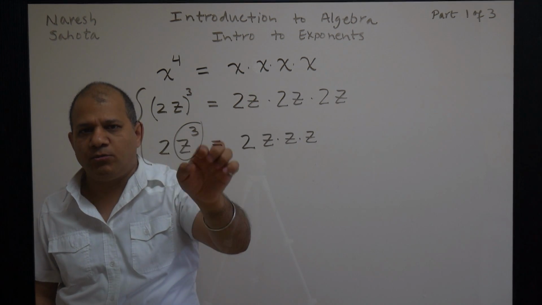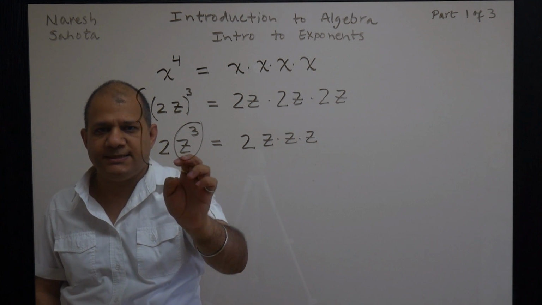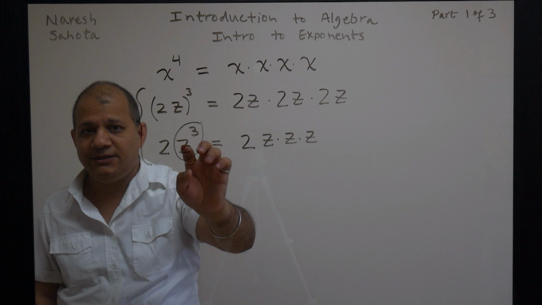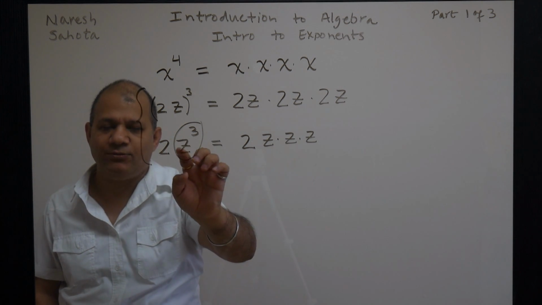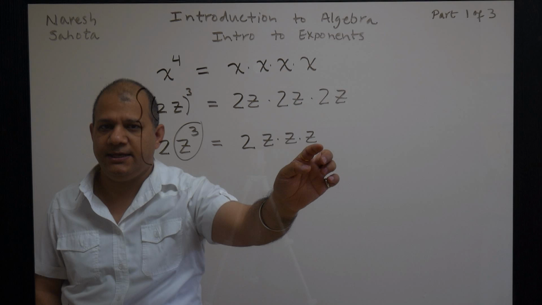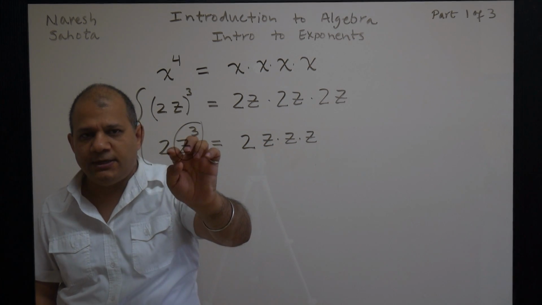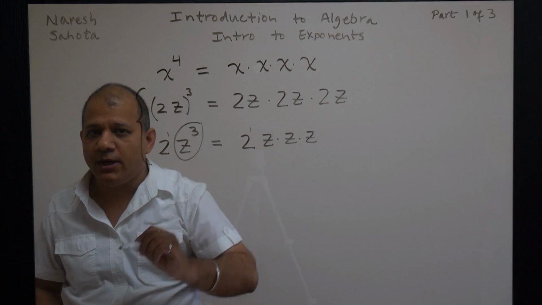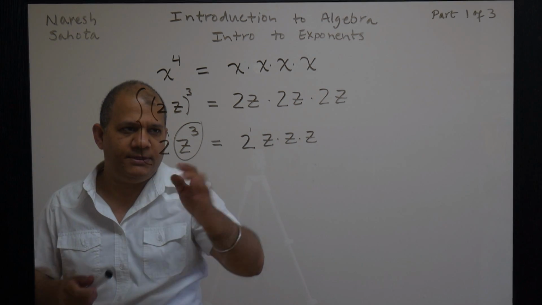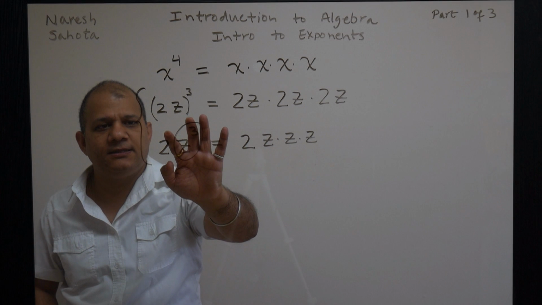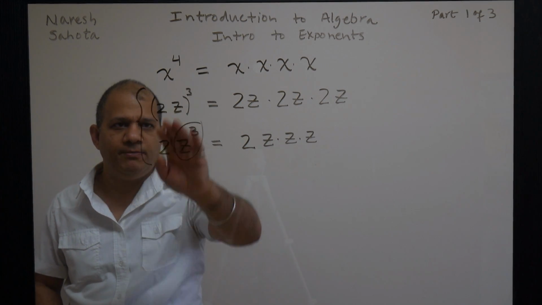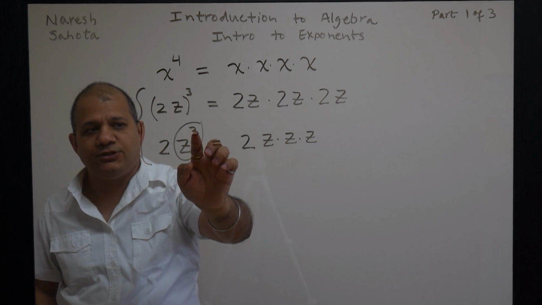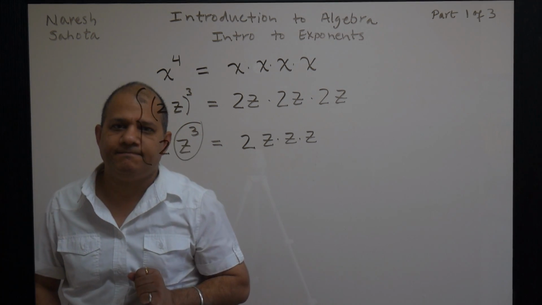In here, there are no brackets, so the base 2 and the base z are independent of each other. The exponent of 3 applies to z, so when we expand it, it's z that will get multiplied 3 times, once, twice, and 3 times. The 2 in front has its own exponent, 1, right? So here, 2 to the 1. And we don't bother writing 1 because it's understood. So that's the lesson here. You should make that distinction that the exponent applies to the base that immediately precedes it.